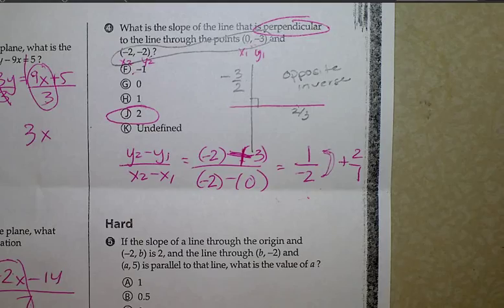Before I go on to number 5, if 2 lines are parallel, what can you tell me? Same slope. What about the y-intercept? Different y-intercept, same slope. Good. Okay, here we go to number 5.